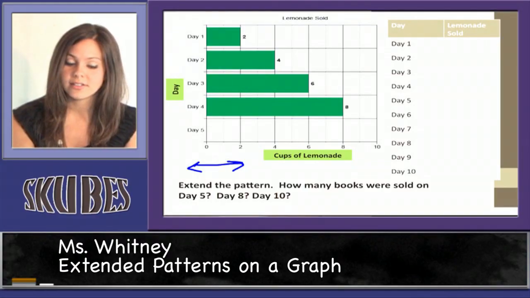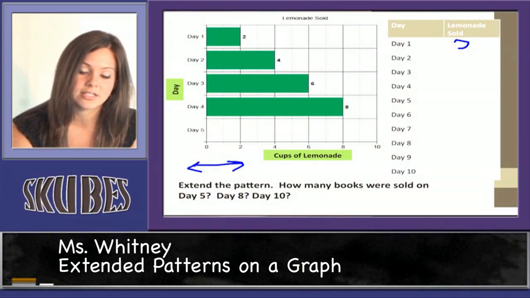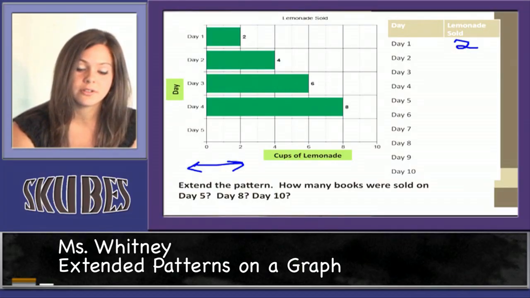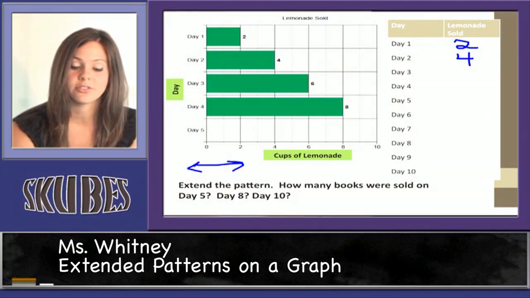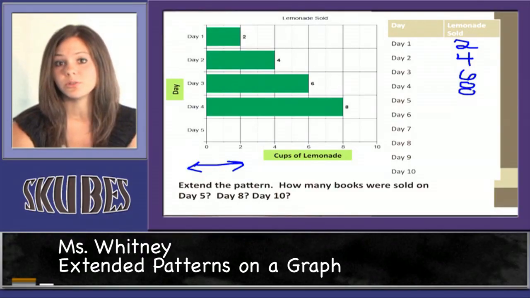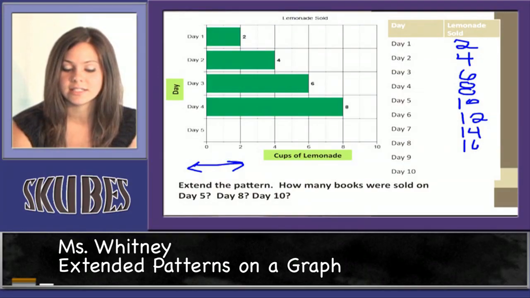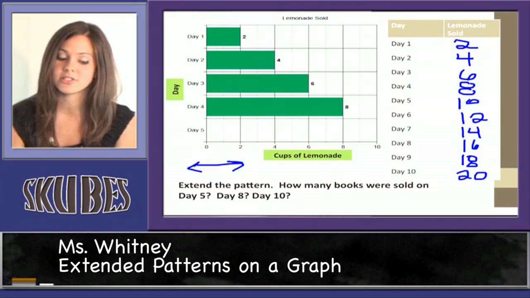So we make a T-chart, days 1 through 10, and let's fill it out. Day 1, 2 lemonades were sold. Day 2, 4 lemonades. Day 3, 6. Day 4, 8. We'll keep extending the pattern. We're counting by twos. Day 5, 10, 12, 14, 16, 18, and 20.